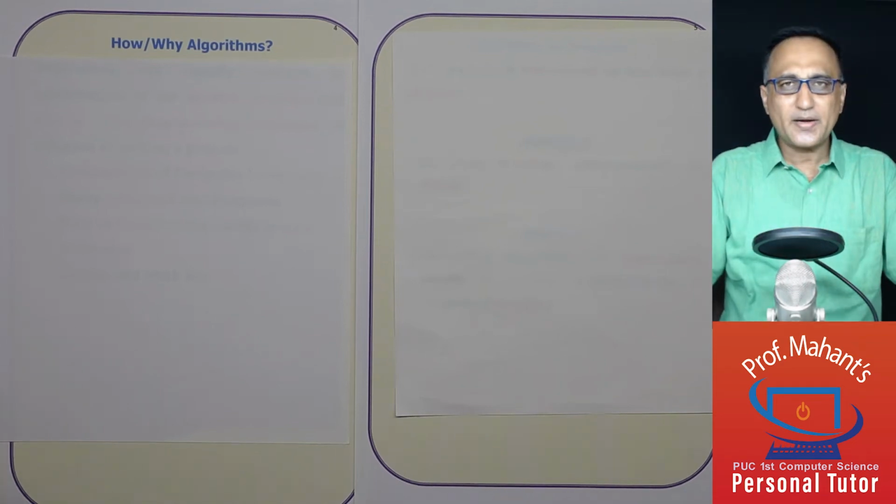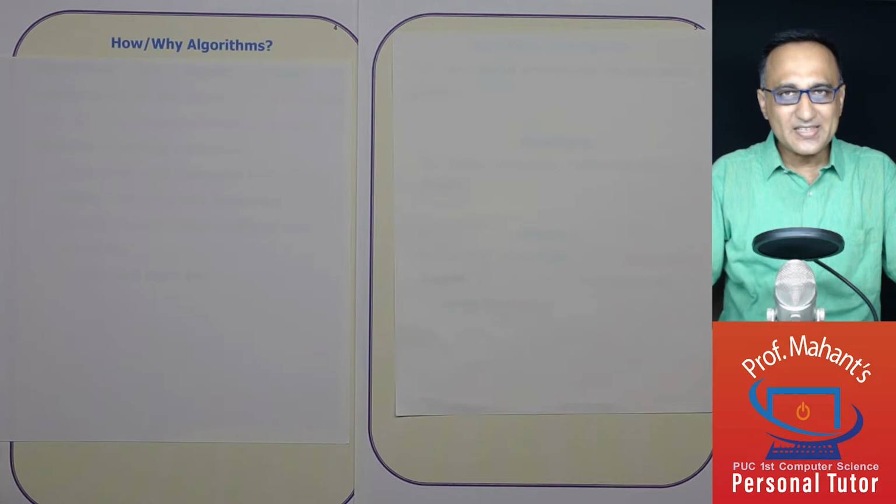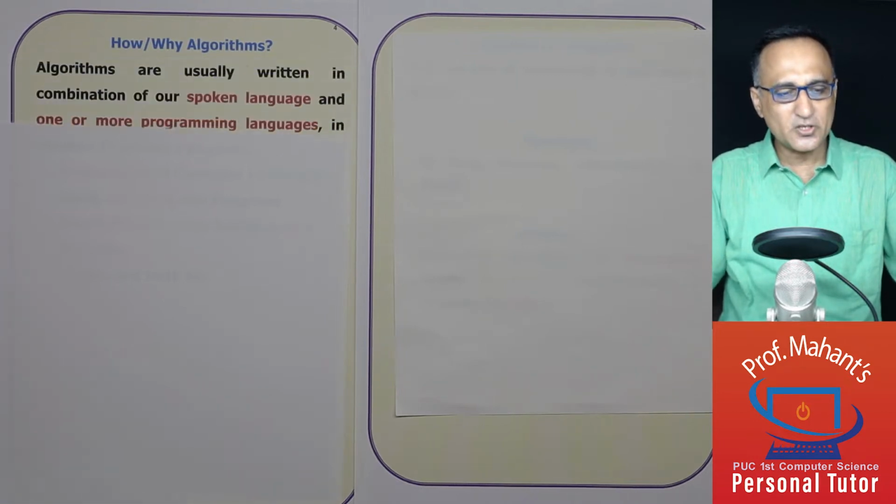We shall now take a look at how we write algorithms, and what are the reasons we use algorithms to develop the logic of a program. That's number one. Number two, what is the difference between writing an algorithm and writing a program? And we'll wind up this session with a discussion on the commonly used symbols or terminology used for writing algorithms. Let's try to answer the first question. How do we write algorithms?